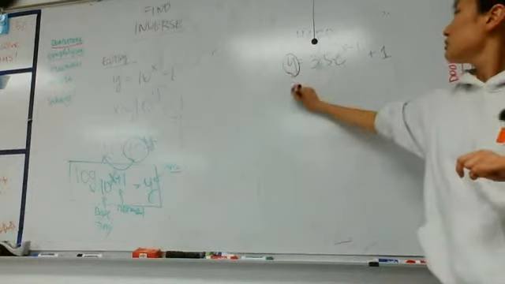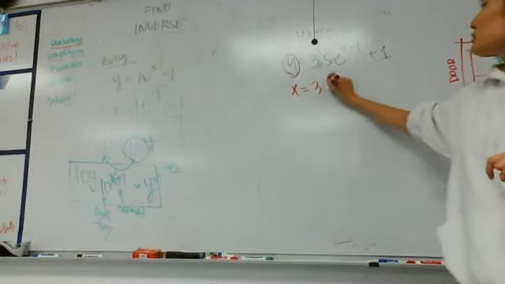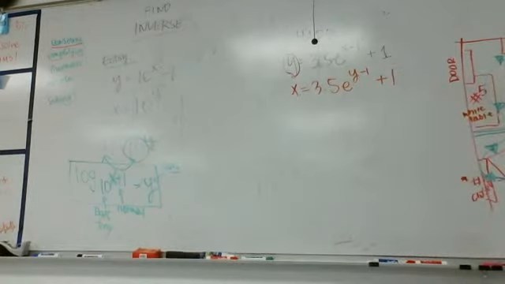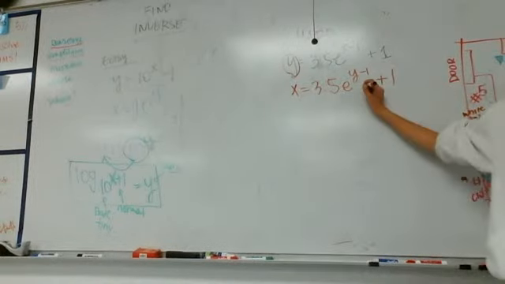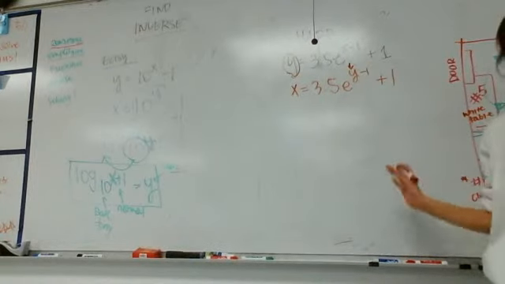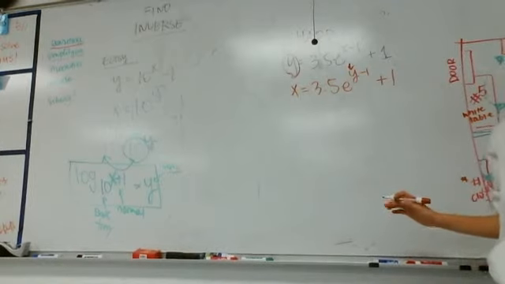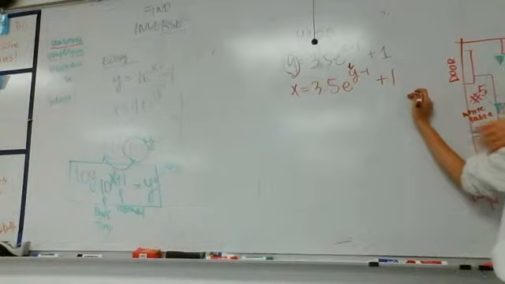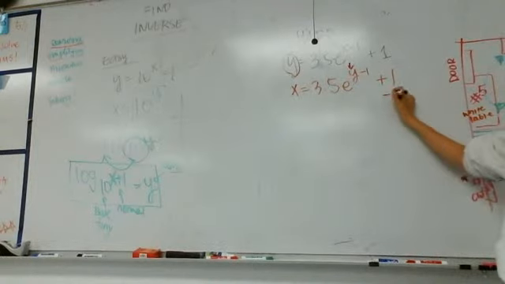Okay. The switching part a lot of you are good at. What do I have to get by itself? This, right? But what do I have to get rid of around it to get there? Subtract 1, because it's further away. It's kind of like I do the subtraction and addition first, it's easier. Subtract 1.